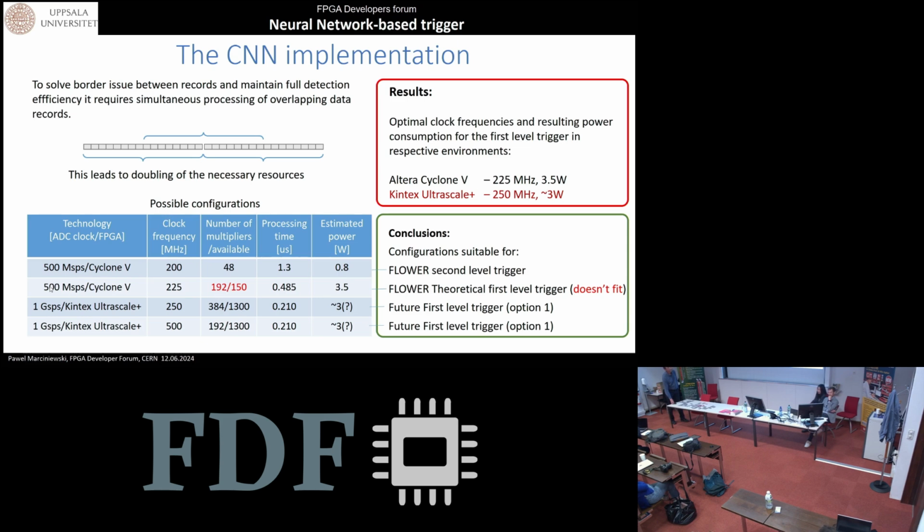We only have 150, so it's not feasible. We can forget about this for the first stage. We can only have, let's say, a pre-triggered version. Whereas on the Kintex UltraScale, running at 250 megahertz, it would, of course, require 384 multipliers out of 1,300 or even excess. So it's definitely feasible inside. And the question is whether we can actually run it at double the speed, 500 megahertz.